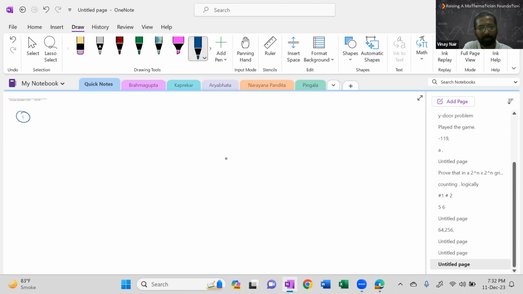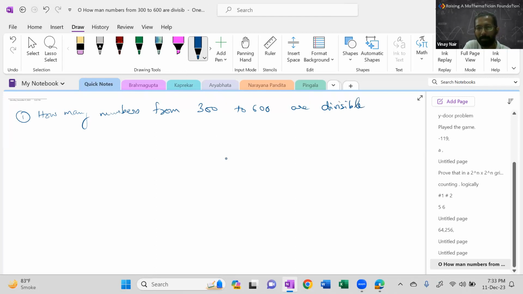The first one is: how many numbers from 300 to 600 are divisible by 6 or 8.